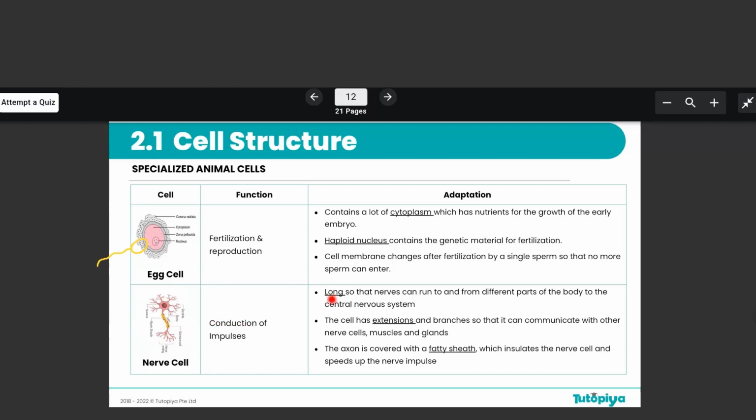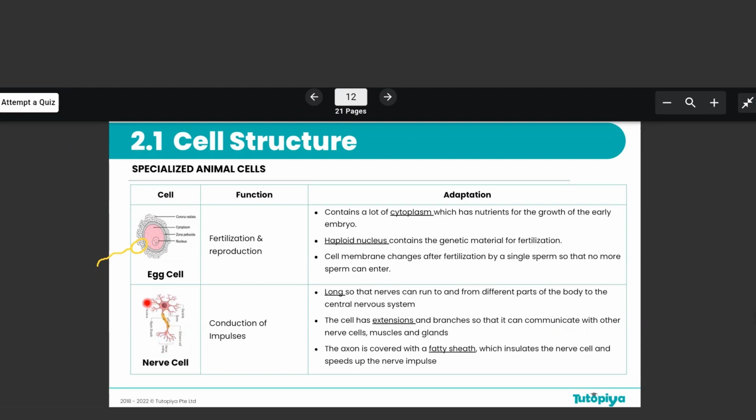These cells are very long so that the nerves can run to and from different parts of the body to the central nervous system. So they are very long. They're one of the longest cells actually. And these cells have extensions and branches so that they can communicate with other nerve cells, muscles, and glands as well. So these nerve cells need to reach various parts of our bodies. So they are very long. And in addition to that, there are so many branches and extensions coming out of it.